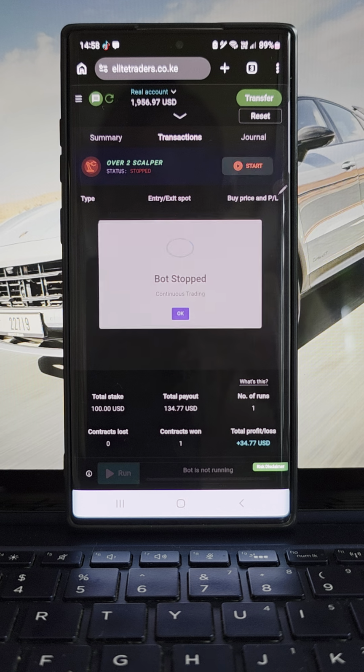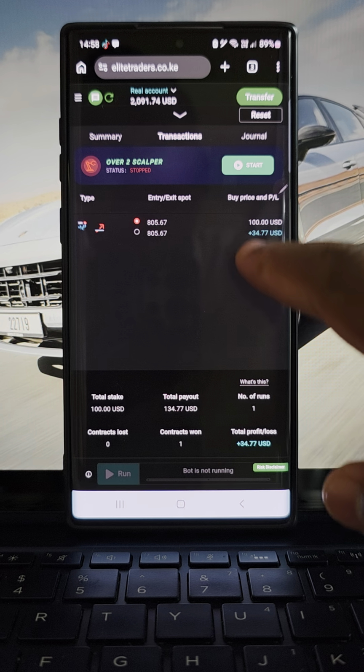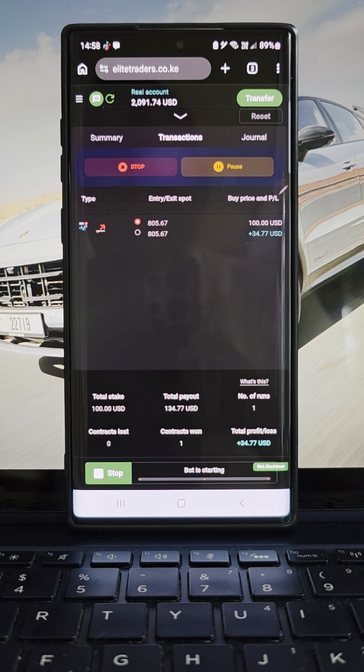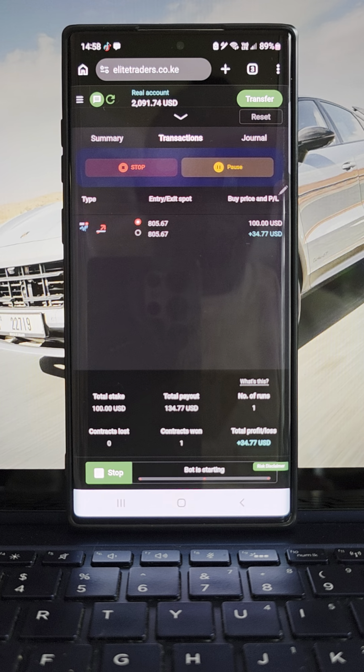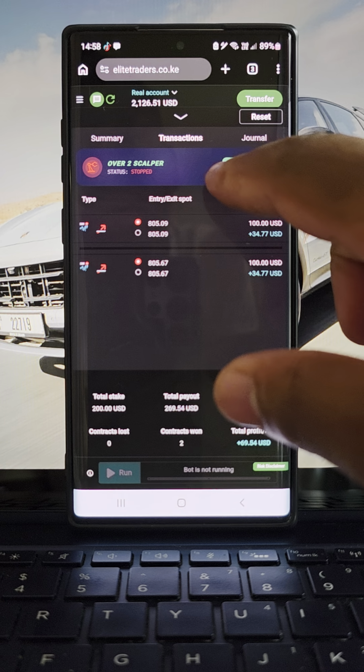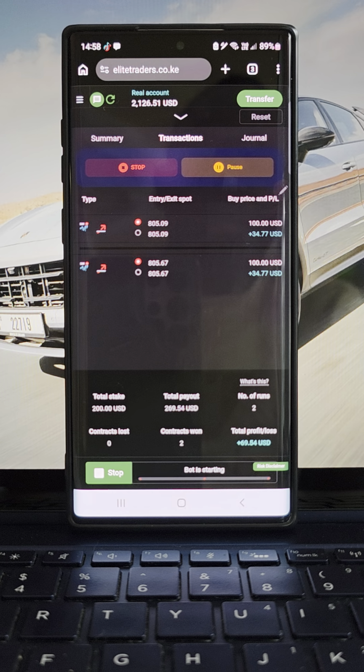So we are actually doing scalping. Anytime we make a win, the robot will always stop. In case of a loss, the robot will apply the martingale instantly, try to make a recovery, still on over 2 market. But in case we hit 2 consecutive losses, that's when the robot will switch to over 3 market. Then it will have to wait for an over 3 entry point. Then once it spots the entry, it will execute the recovery trade.